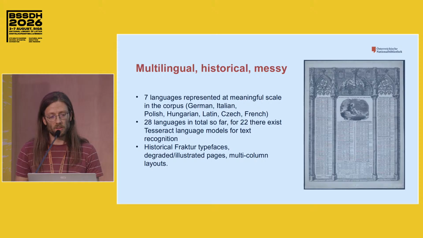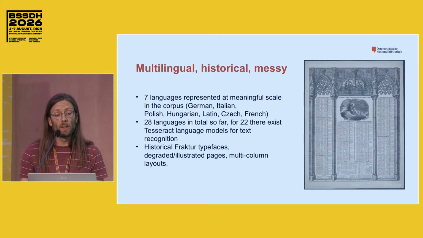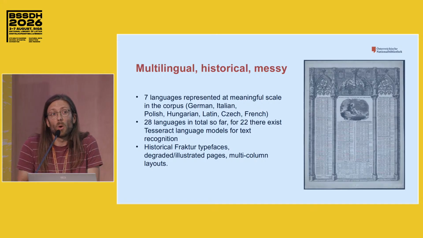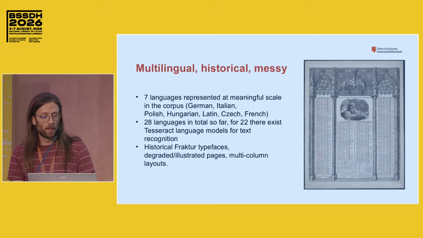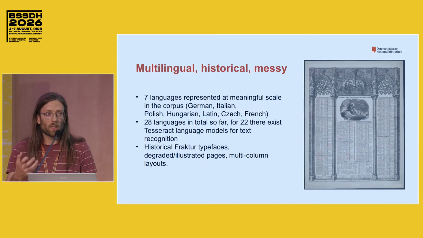So I've written down that we have here 7 languages that there is a lot of, and then there is even more. So in total we have 28, but just a couple of objects of each language, and out of these 28 we cannot even do OCR for 6 of them, because there is just no data for it, we wouldn't recognize.